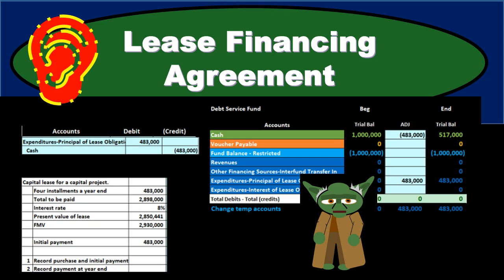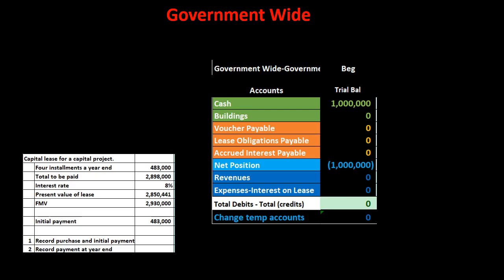In this presentation, we will take a look at recording transactions related to a lease financing agreement for the debt service fund, comparing and contrasting the debt service fund and the government-wide activities. We're going to start off with the government-wide activities being on the accrual basis. So we'll be able to put this together on the accrual basis and then take a look at the debt service fund, which will be on the modified accrual basis.